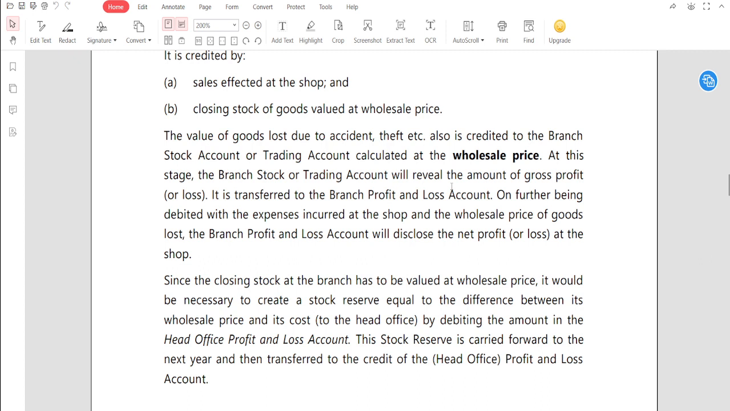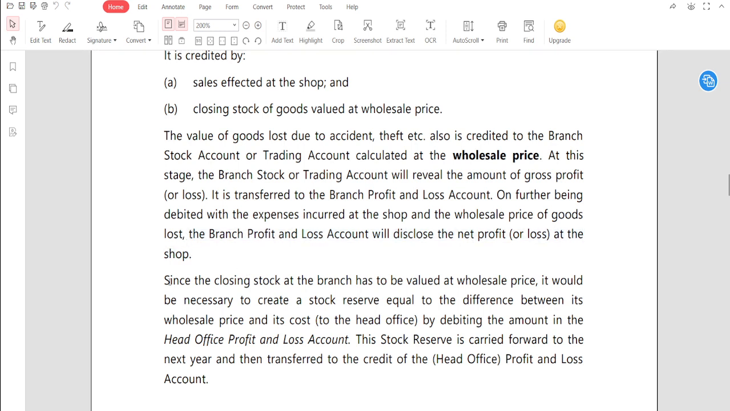Now it is written: the value of goods lost due to accident, theft, etc. is also credited to the branch stock account or trading account. Calculate the wholesale price. At this stage, the branch stock or trading account will reveal the amount of gross profit or loss. It is transferred to the branch P&L, on further being debited with the expenses incurred at the shop and the wholesale price of the goods lost. The branch profit and loss account will disclose the net profit at the shop. I am repeating, the branch profit and loss account will disclose the net profit at the shop.